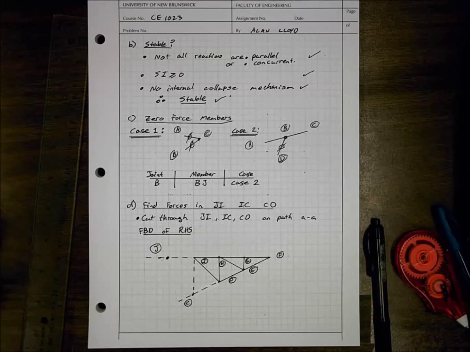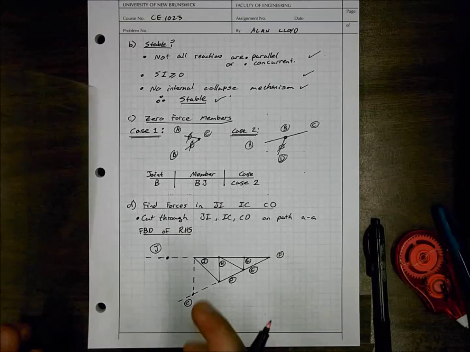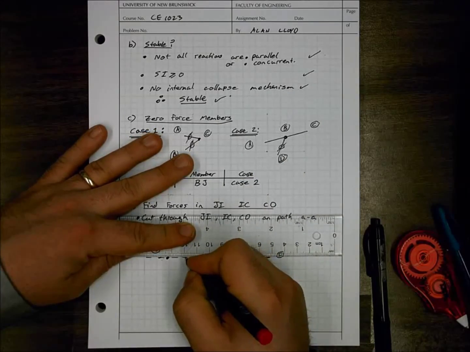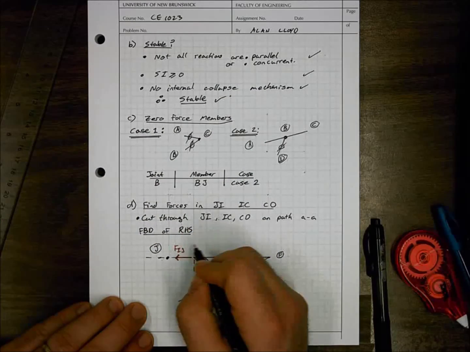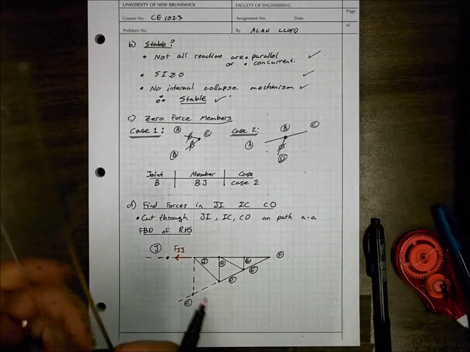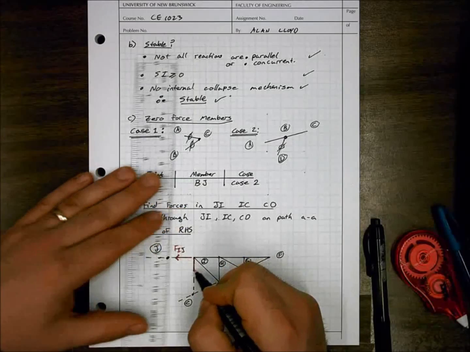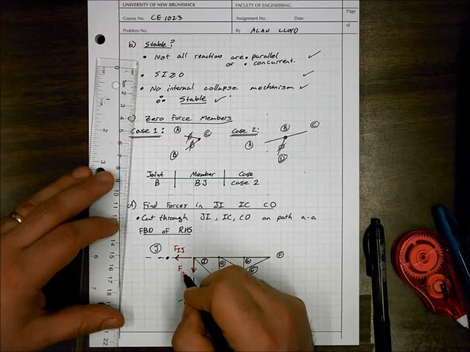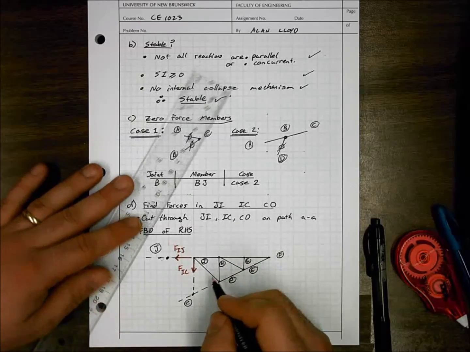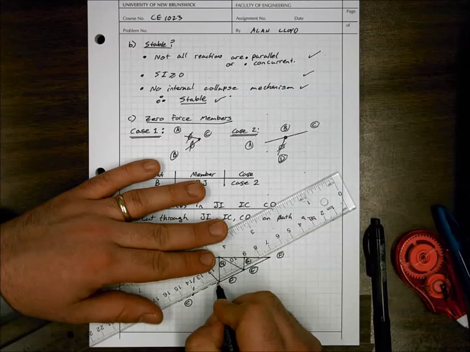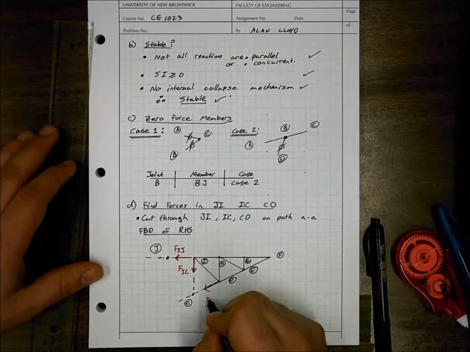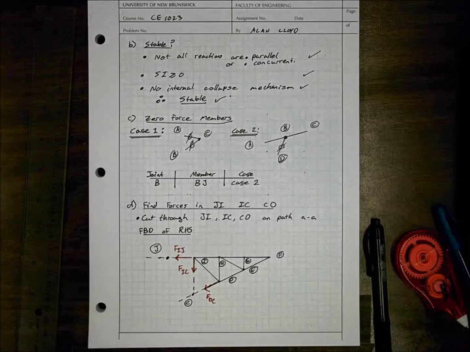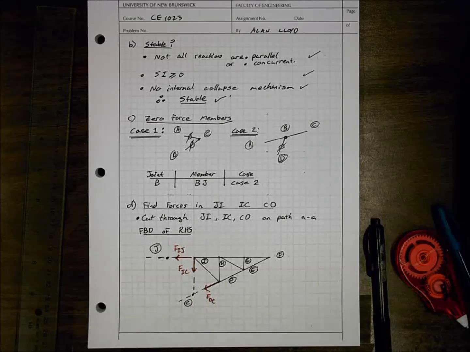So we have some unknown values here. We have an unknown force FIJ. We have an unknown force here, FIC, and we have an unknown force coming out of joint D that has a value of FDC.